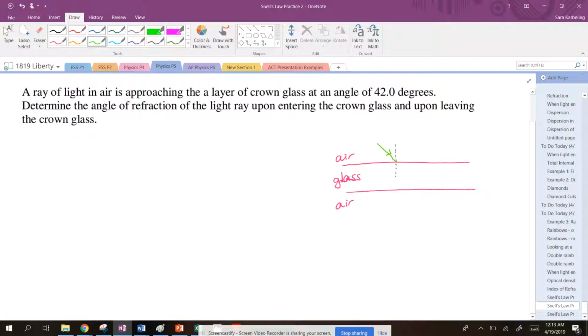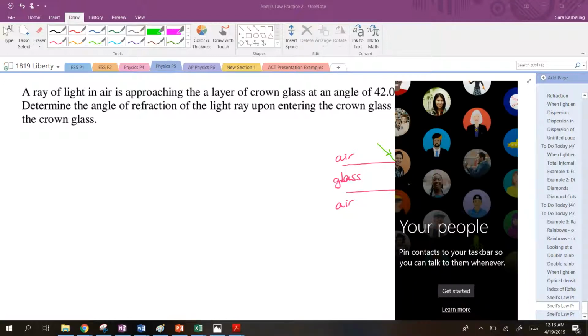And then, going from air to glass, it's going to slow down, which means it's going to bend toward the normal. So we're going to have an angle that comes in something like this. And then it's just going to keep going straight at that angle all the way through the glass. We're going to assume that it's a parallel or flat piece of glass. If not, then it would certainly say that to us. So we're going to assume that it's just like a window or something like that.